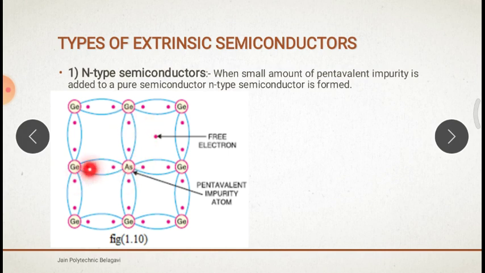Germanium has 4 valence electrons. The next diagram is a continuation. 1, 2, 3, 4. Again here 1, 2, 3, 4. So like this, it will have 4 valence electrons. How many valence electrons will arsenic have? It is a pentavalent impurity. It has 5 valence electrons.